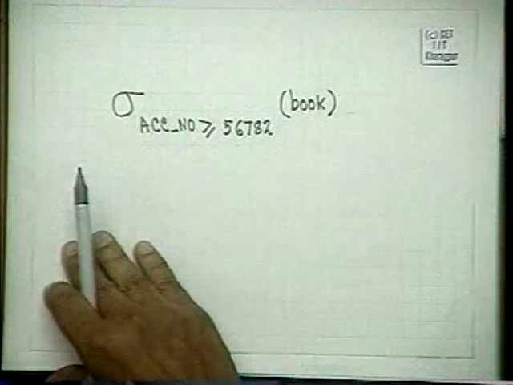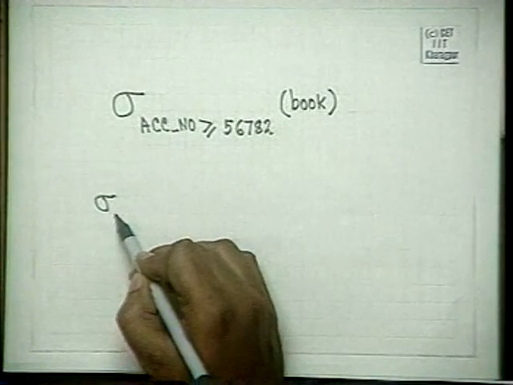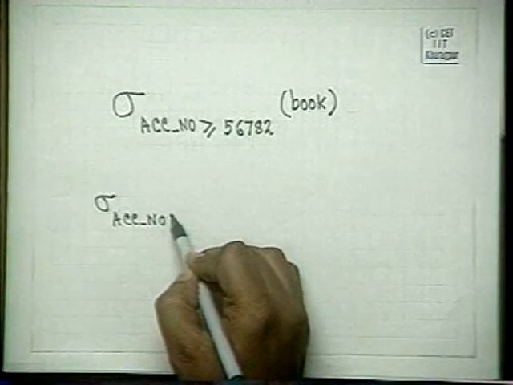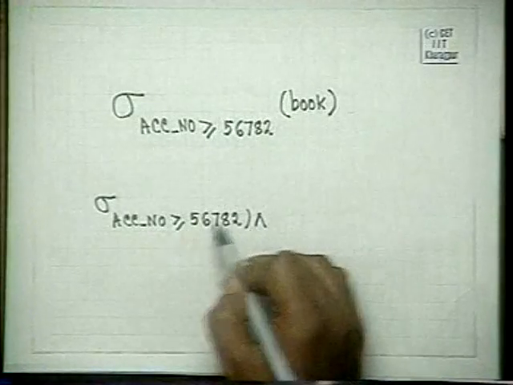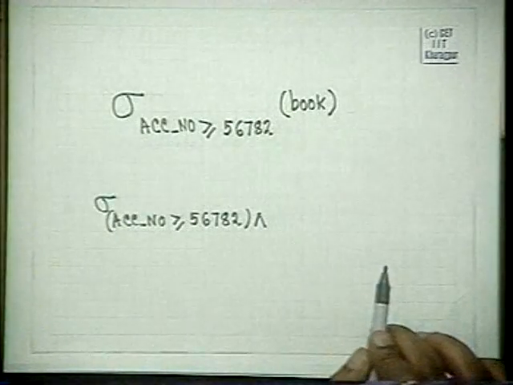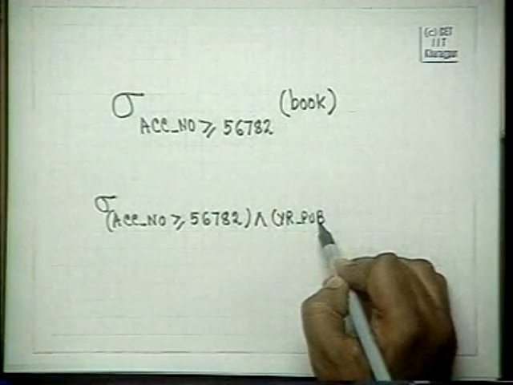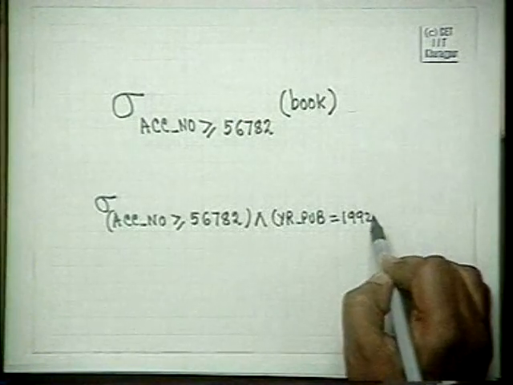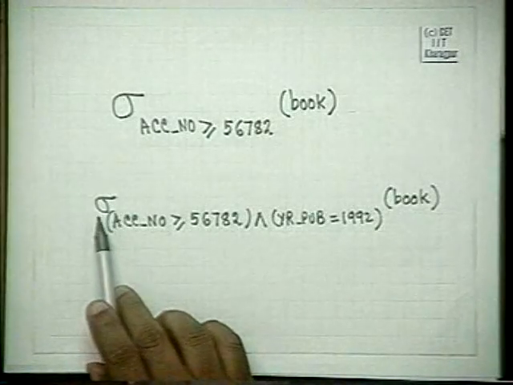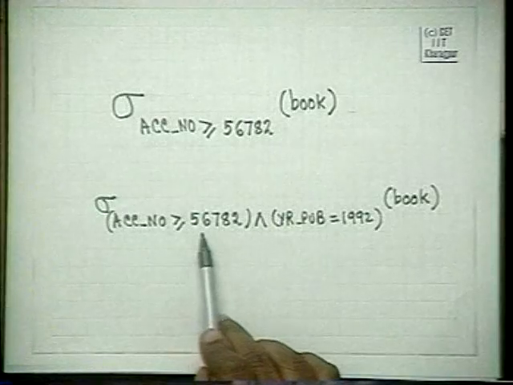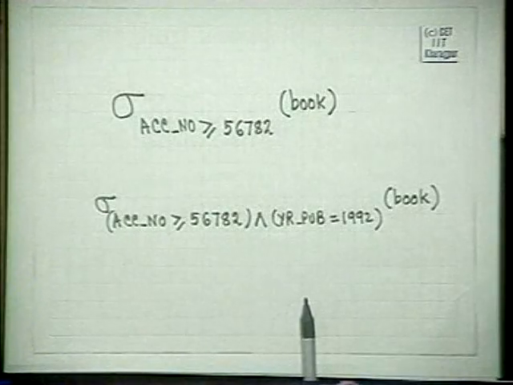The expression inside can be combined. In a select operation, you can combine conditions; this is a standard Boolean expression. This will select all books whose accession number is greater than equal to 56782 and year of publication is equal to 1992.